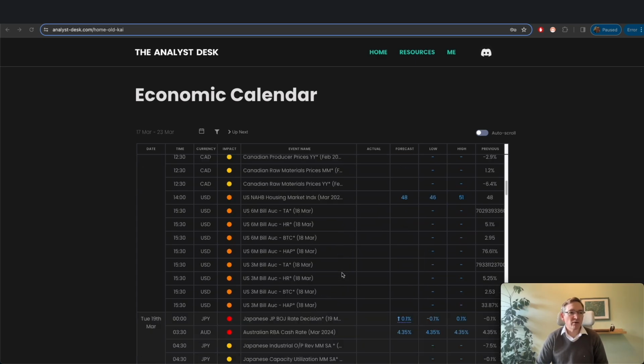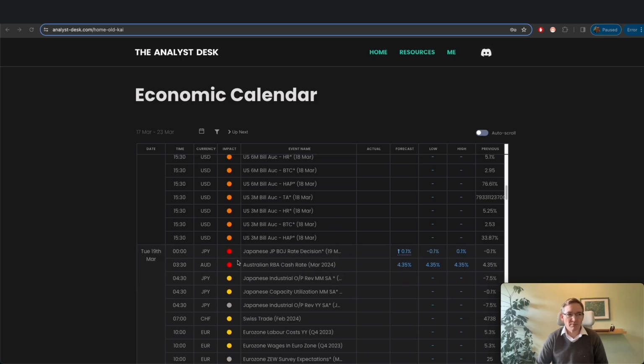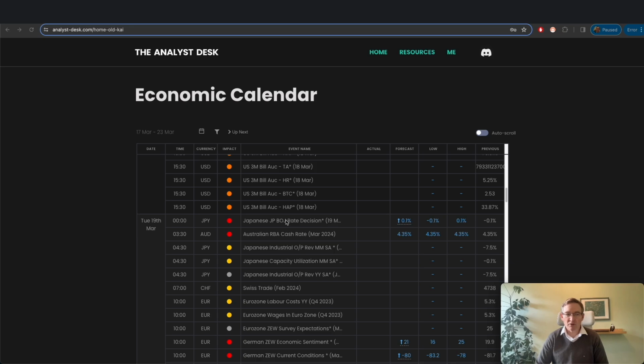So for this week, we've got two major central banks meeting quite early on in the week on Tuesday. The first is the Bank of Japan interest rate decision. Now, there's been increasing anticipation that the Bank of Japan is going to be exiting negative interest rates. And at the moment, markets are in a coin toss. Are they going to exit negative interest rates on the March meeting, which is the one coming up on Tuesday, or are they going to exit negative interest rates in April's meeting?